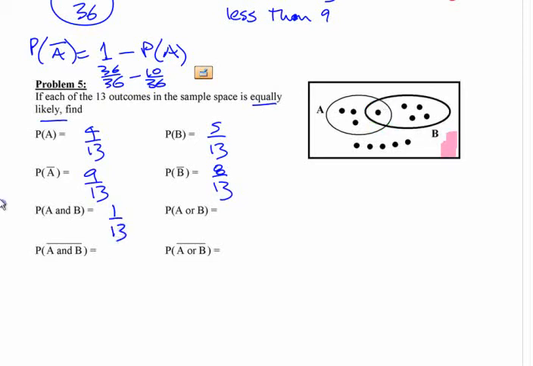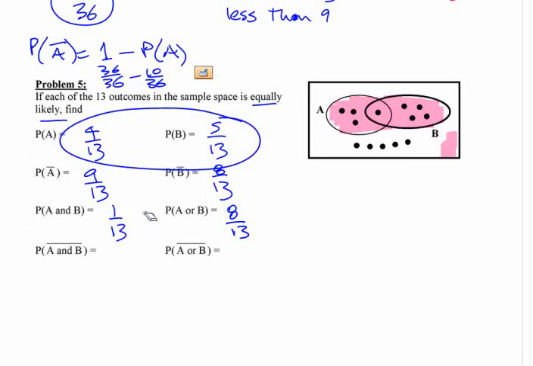A or B, where's that going to be? It can be A, or it can be B, or it can be both, right? So how many is that? 8? 8 out of 13? Again, it isn't just these two added together because there's an overlap. If there was no overlap, you could just add them together. But since there's an overlap, it's going to be that plus that minus the overlap.